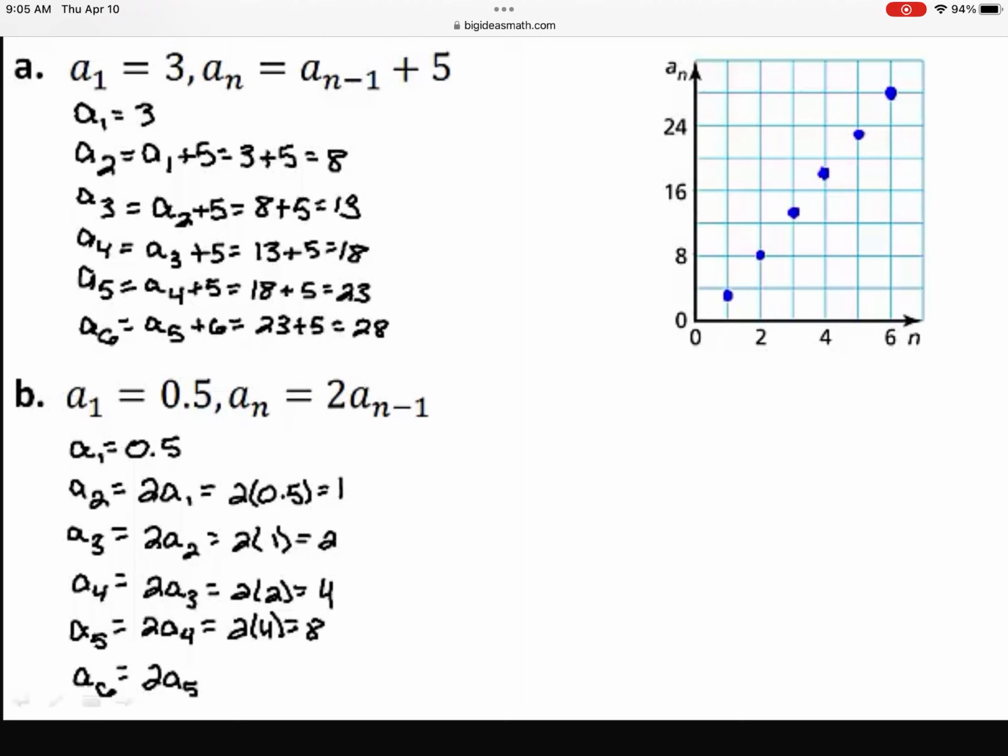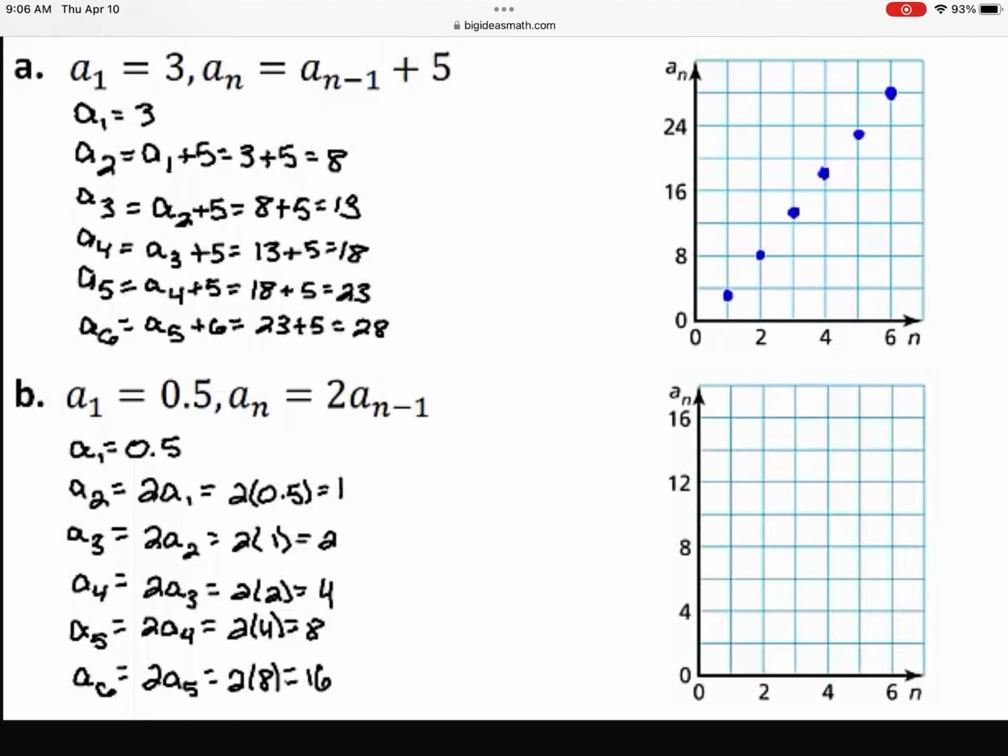And a sub 6 equals 2 a sub 5. A sub 5 equals 8, and 2 times 8 equals 16, so a sub 6 equals 16. So the first 6 terms of the sequence are 5/10, 1, 2, 4, 8, and 16.